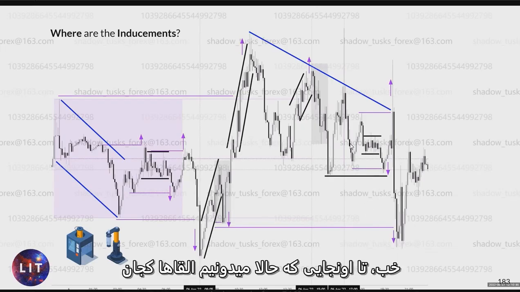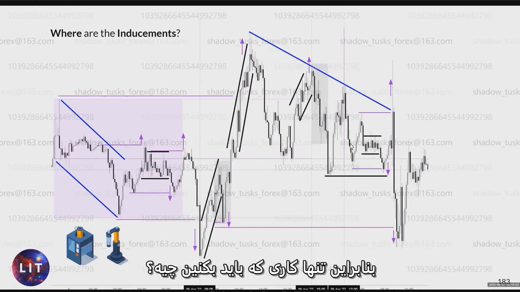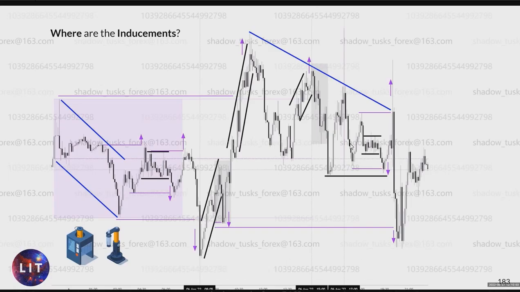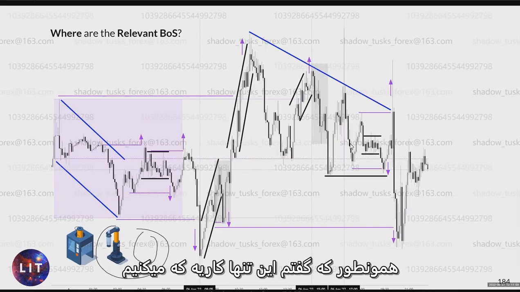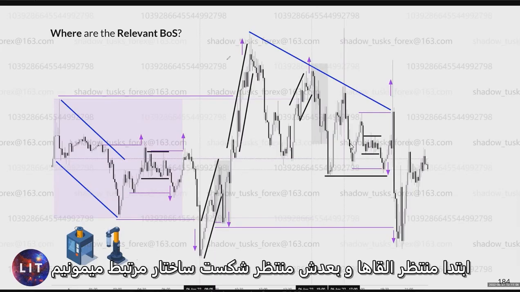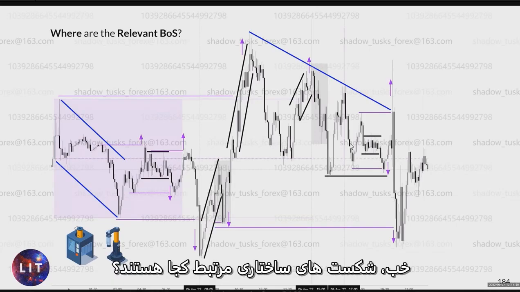Okay. So as we now know where the inducements are, again, what's the only thing you should focus on actually? All right. So what's the only thing you should do? Very good. Relevant break of structure. So we add a new factory in here soon, right? Again, that's the only thing we do. We wait for the inducements and then wait for the relevant break of structure. And let's do that. So where are the relevant break of structures?